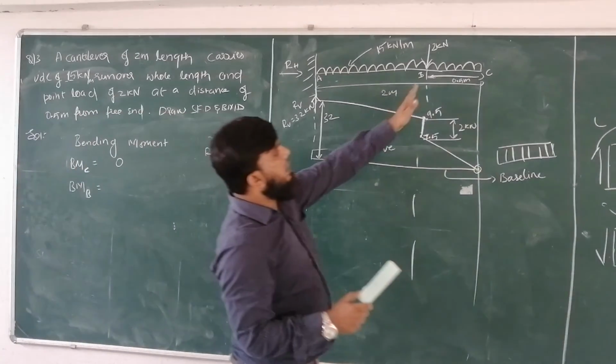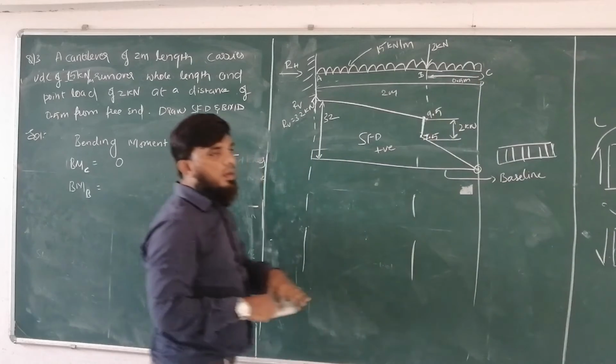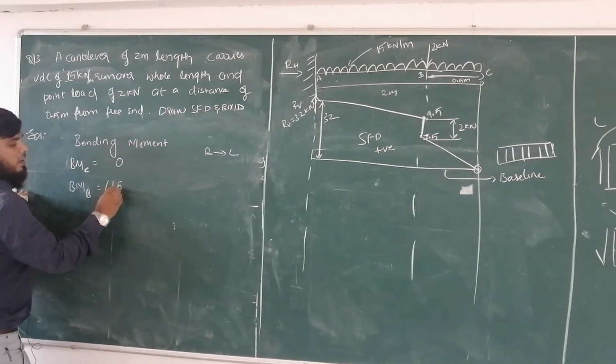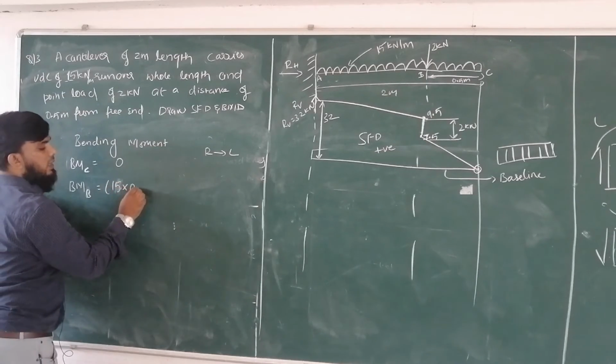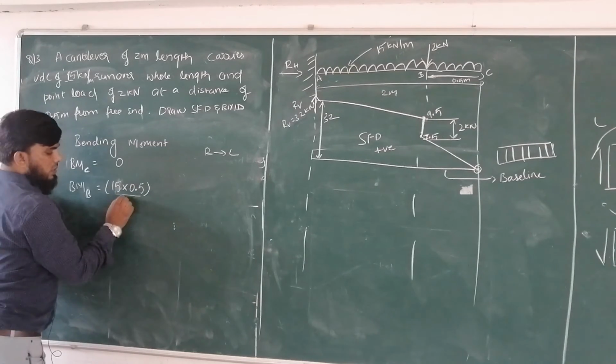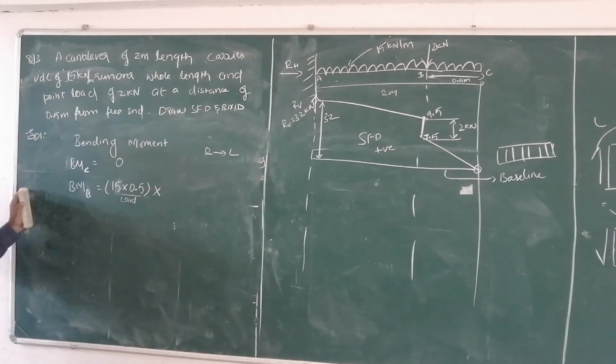So before point B, what is the load you are having? It is a UDL. The UDL can be converted into a load as 15 into, it is for a length of 0.5. This is your load now. Now you have to multiply with distance.